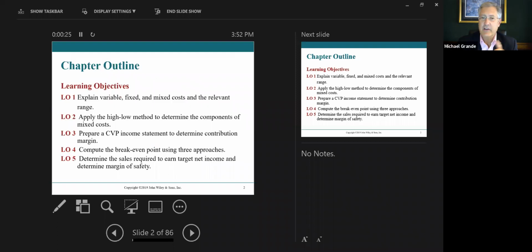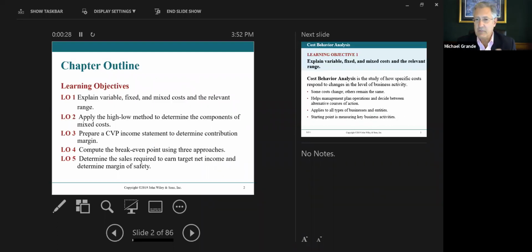So cost, volume, profit. We've got 5 learning objectives that we're going to take a look at here. First learning objective is that we are going to talk about and define variable, fixed, and mixed costs. Please remember the objective of managerial accounting is planning for the future, estimating, projecting what the future financial situation of our company will look like. And we need to be able to estimate not only revenue, but various expenses as well.